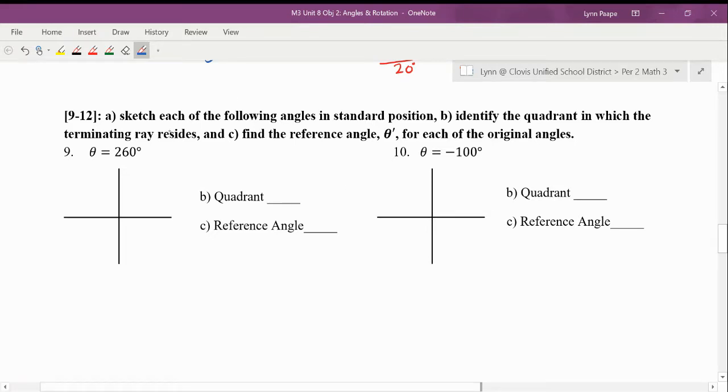So for question number 9, they want us to sketch each of the following angles in standard position. So we'll start with that. So I'm just going to go ahead and write my quadrantal values here. So if you don't know them yet, you're just adding 90 degrees each time, right?